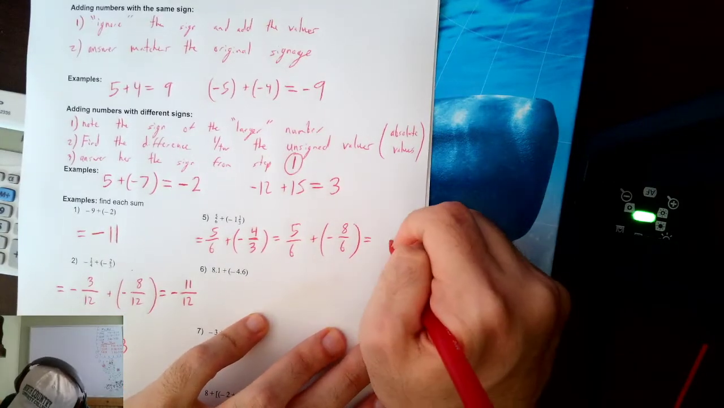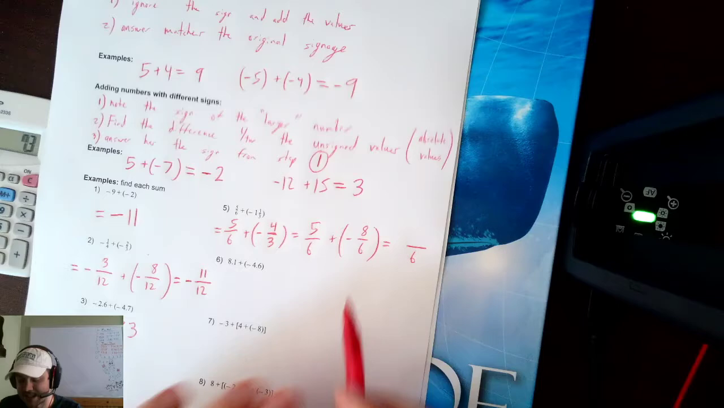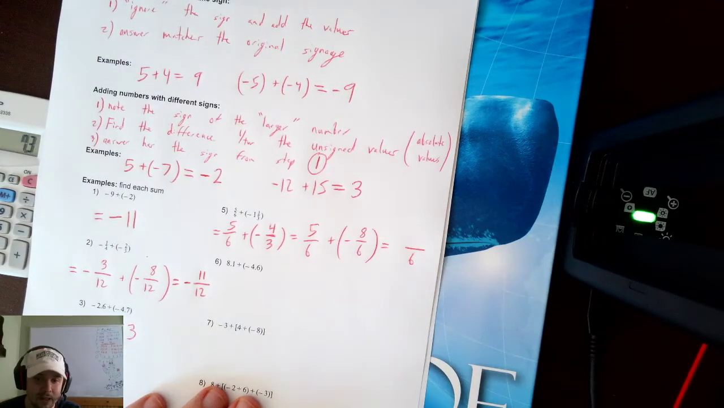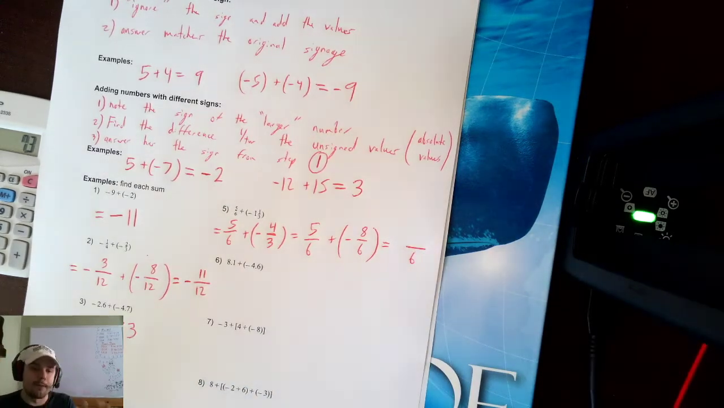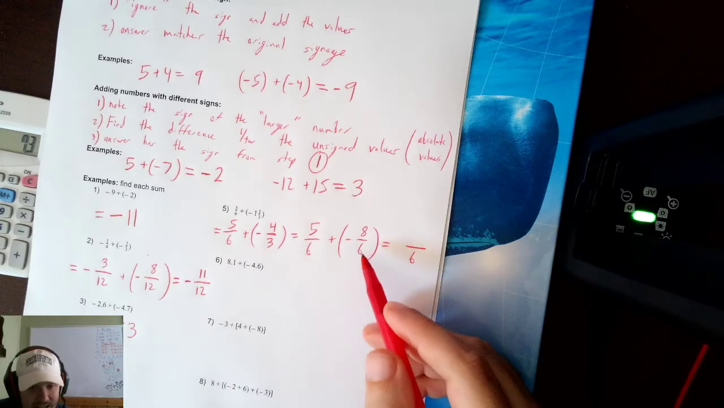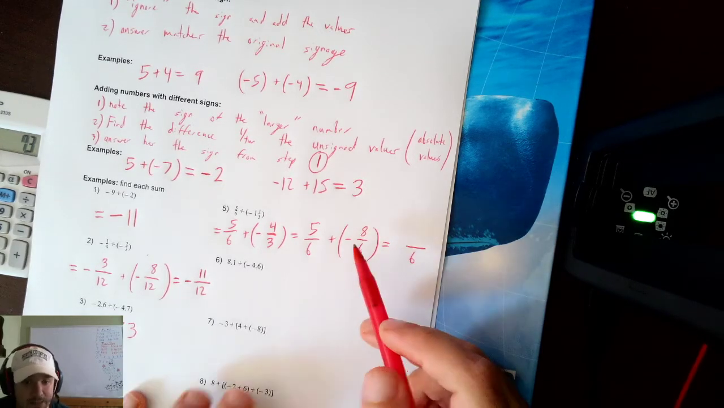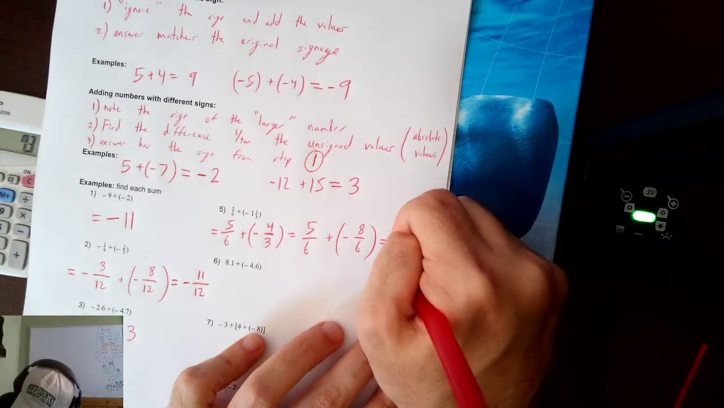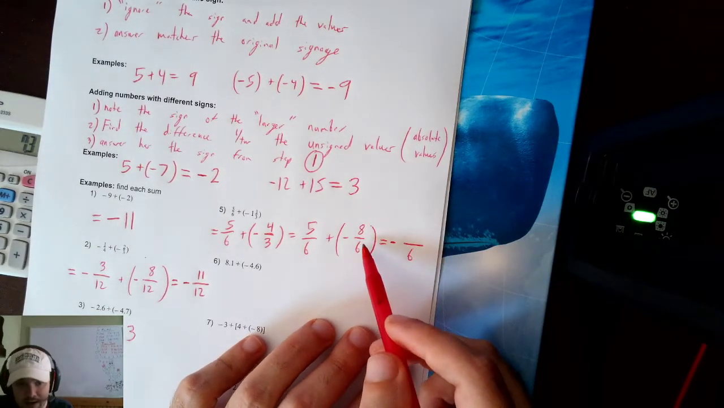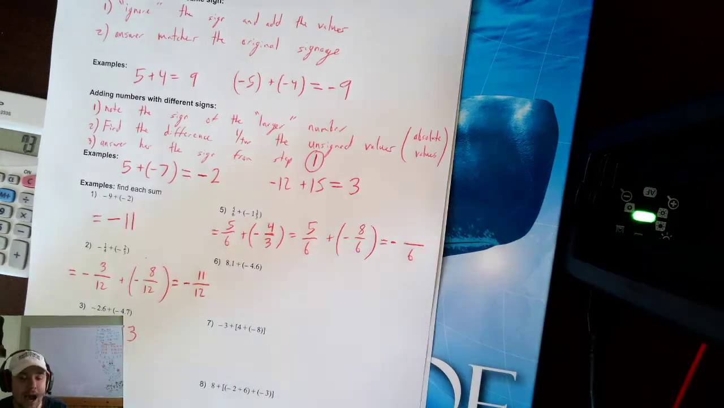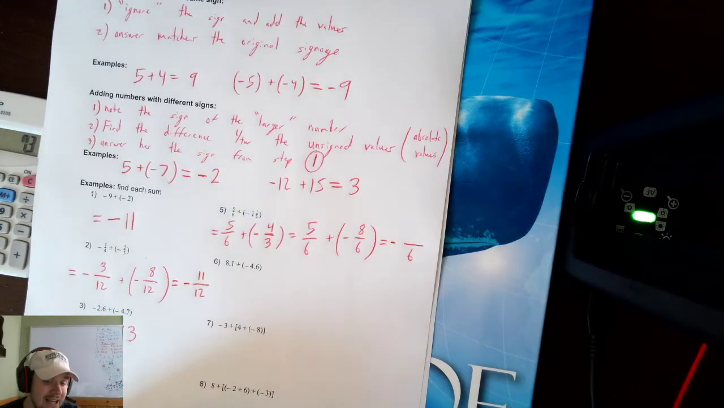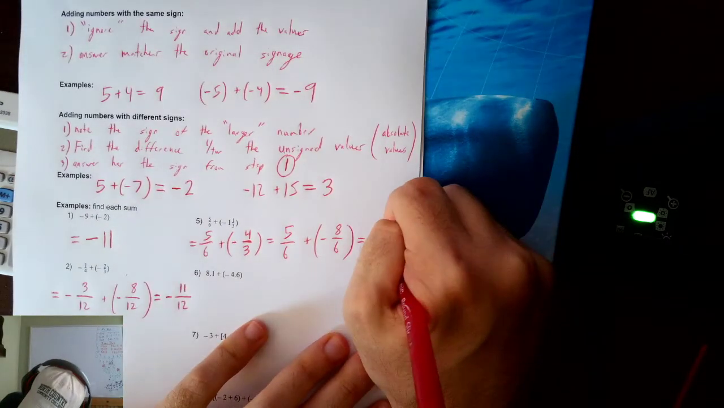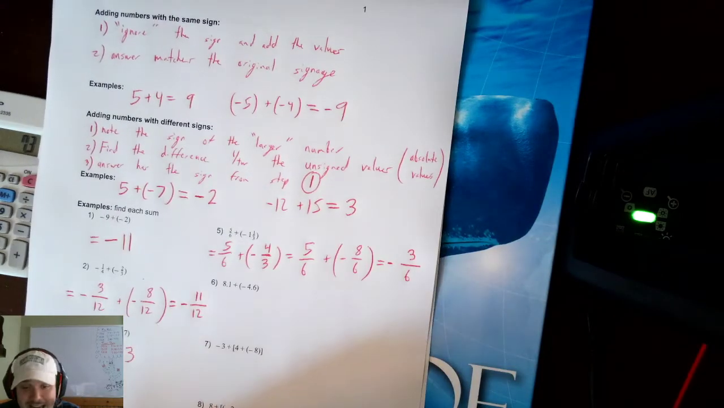Now, I know my answer is going to have 6 in the bottom, because I'm adding fractions with a denominator of 6. Is it going to be positive or negative? Which fraction is larger? Remember, in terms of magnitude, 8/6 is bigger than 5/6. 8 is bigger than 5, right? So I know my answer is going to take the sign of the 8/6, so it'll be a negative sign. Now I need to know what the difference between those numerators is. What is the difference between 5 and 8? Well, that's a difference of 3. So I get negative 3/6 when I combine those fractions.